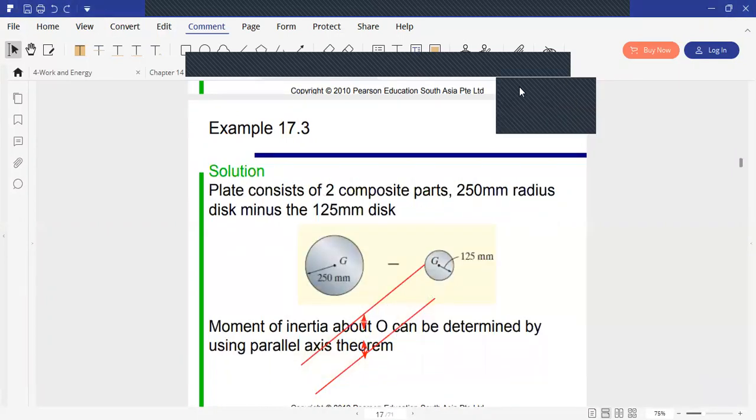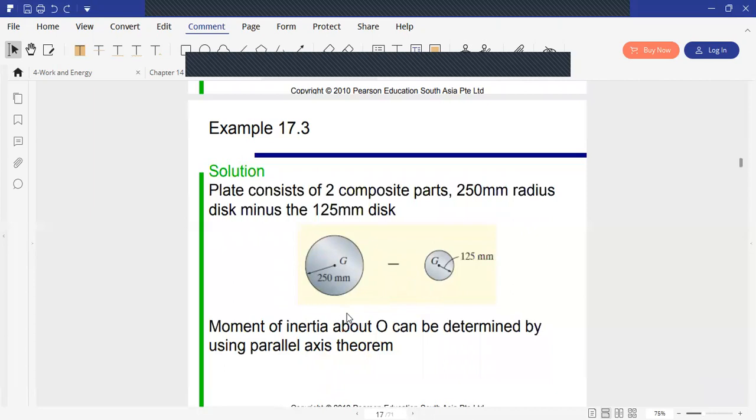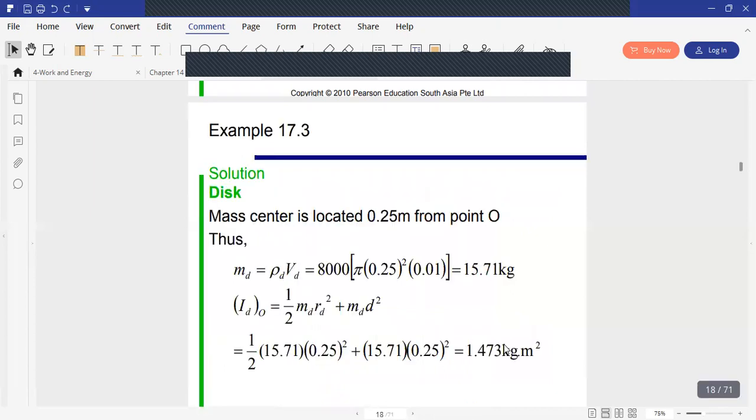As you can see, in the first step, we subtract the inertia of the big disk minus the small one. And then in a second step, to find the inertia about O, we apply the parallel axis theorem. Any question on this problem?